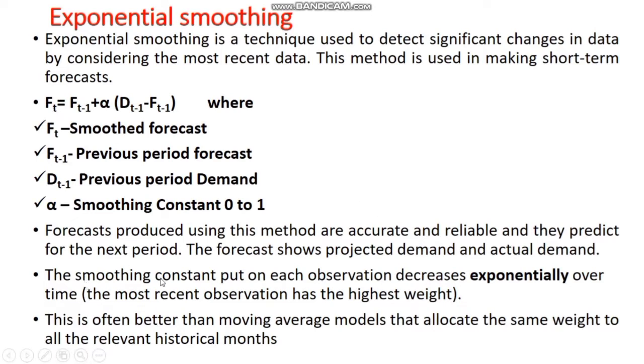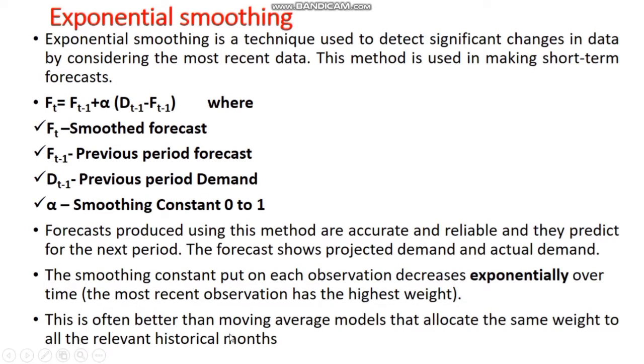Coming to this point, the weight put on each observation by the smoothing constant decreases exponentially. Normally it will decrease exponentially over the period of time. That means the most recent observation has the highest weight. The recent one will get the highest weight, and the older values will get the lowest weight, which we need to account for while calculating.